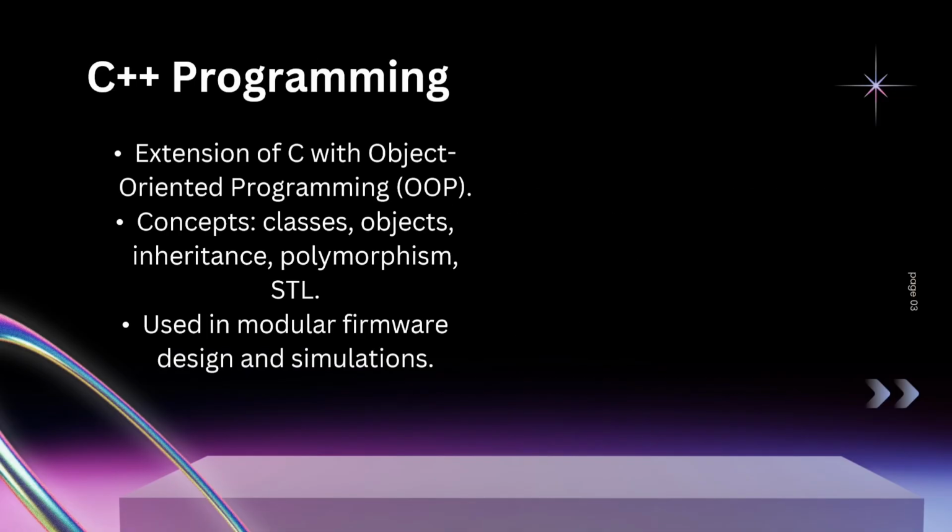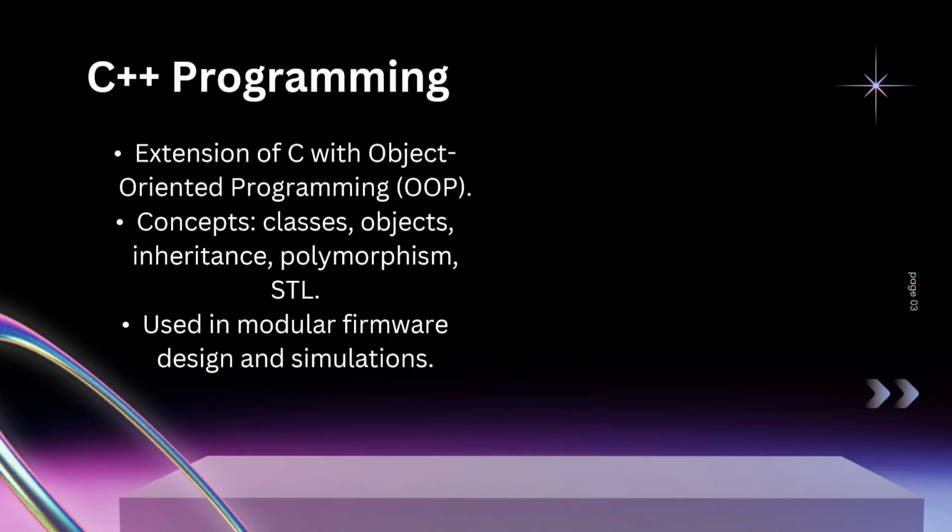Then move to C++ programming. C++ is an object-oriented programming language developed by Bjarne Stroustrup at Bell Labs. It is an extension of C language that includes features like classes, inheritance, polymorphism, encapsulation, abstraction. It supports both procedural and object-oriented programming.